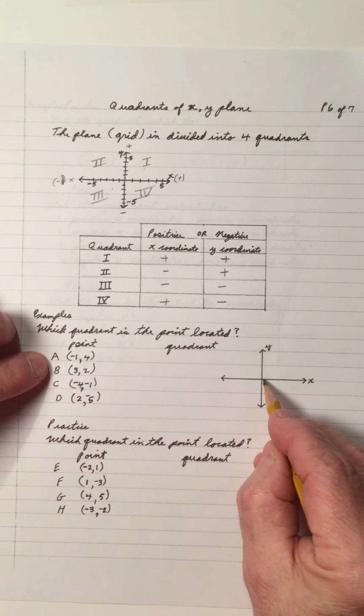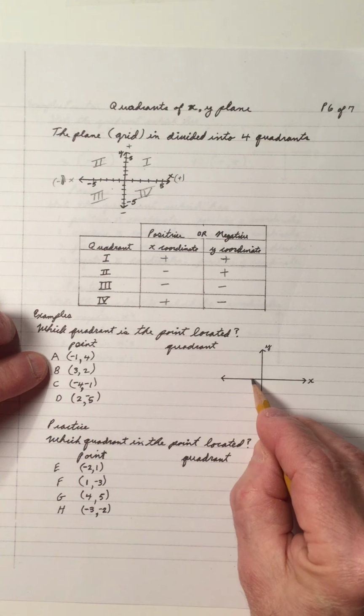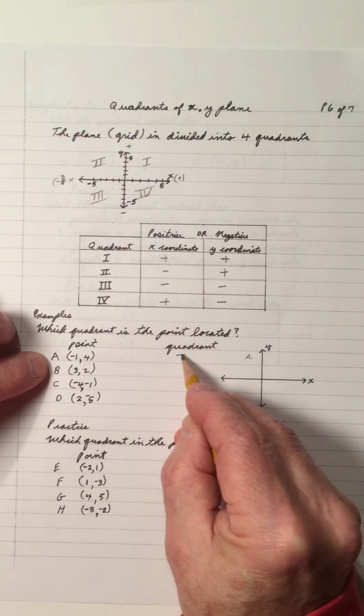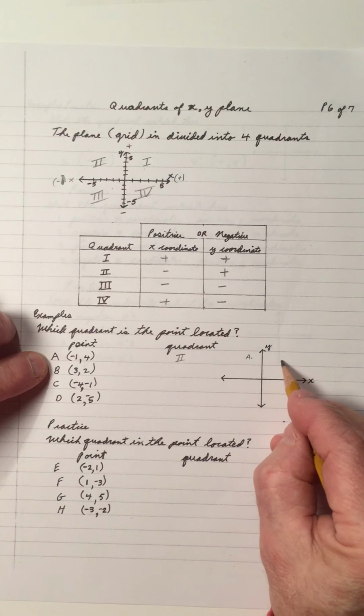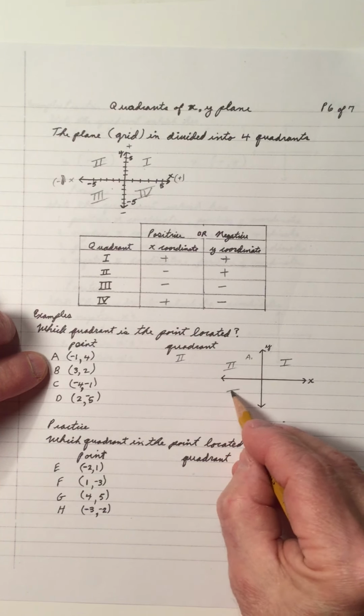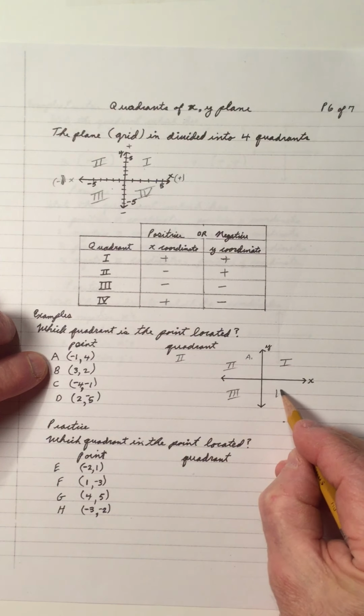-1, 4. -1 is to the left, 4 is up. So there's A there. So that's quadrant 2. Remember, that's quadrant 1 and 2 and 3 and 4.